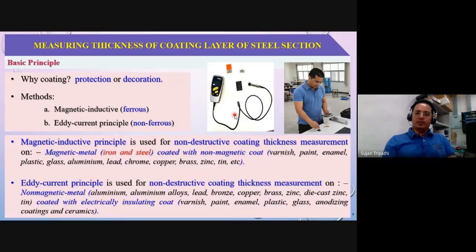And what is the magnetic inductive principle? How does it work? The magnetic inductive principle is used for non-destructive coating thickness measurement on magnetic metal. That means iron and steel coated with a non-magnetic coat, that is varnish, paint, enamel, plastic, glass, aluminum, lead, chrome, etc. That is the non-magnetic coat.